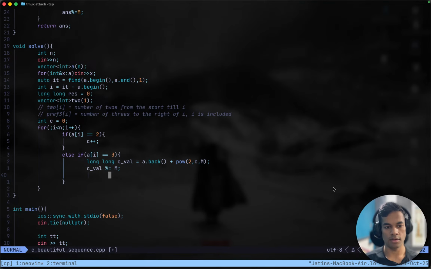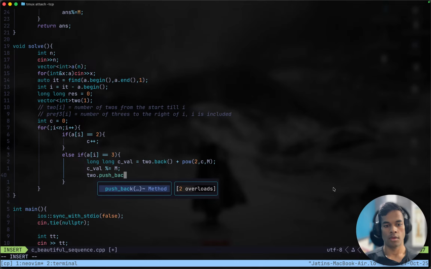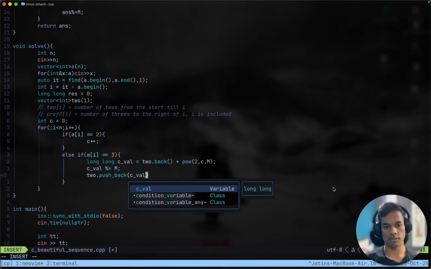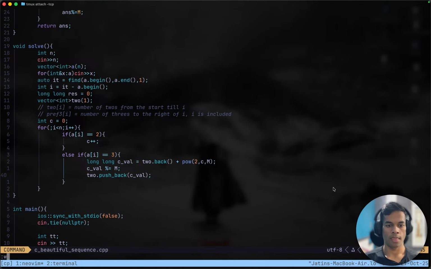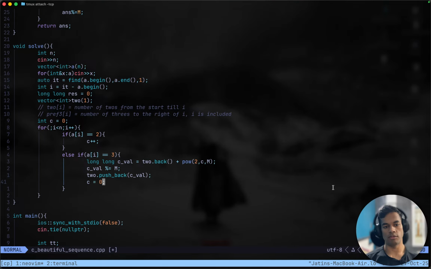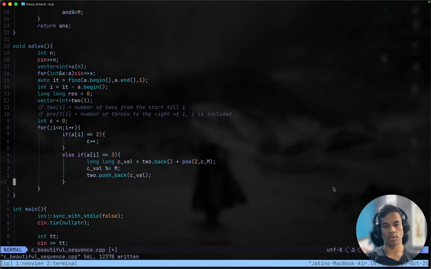Long, and then here we can say A, not A dot, this is not A, this is supposed to be 2. And then we can say 2 dot push back this C value. Makes sense, and whenever we see a 3, we will make C equal 0 afterwards, so that we are counting a fresh amount. No, this is fine. This is what we do.